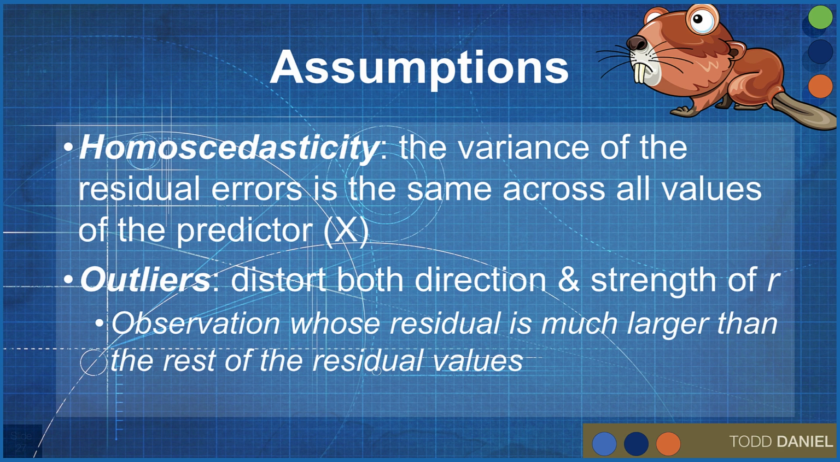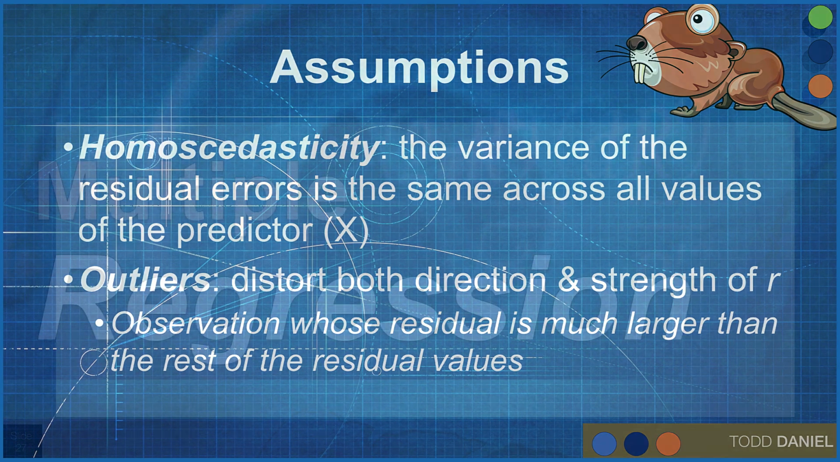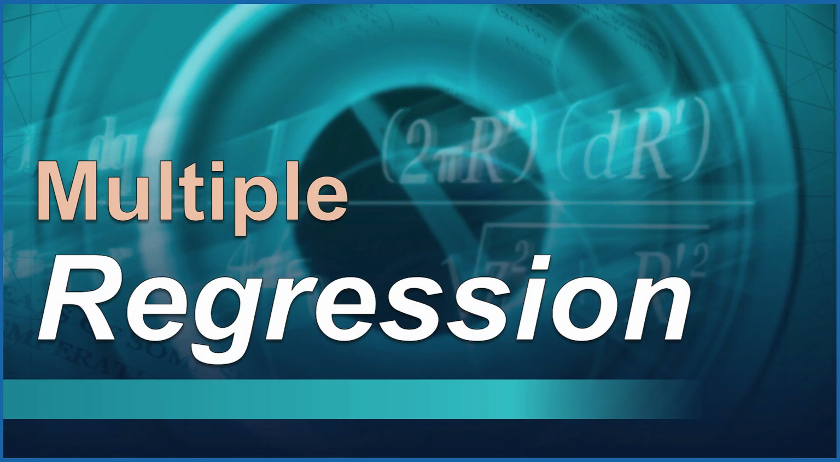And then finally, outliers. If we have outliers in one or both variables, that can distort both the direction and the strength of a correlation. So what is an outlier? An outlier is an observation whose residual is much larger than the rest of the residual values. And when we find outliers, in most cases, the thing that we have to do is to exclude those outlier cases from our analysis. We can do simple linear regression, or we can make our model more complex.